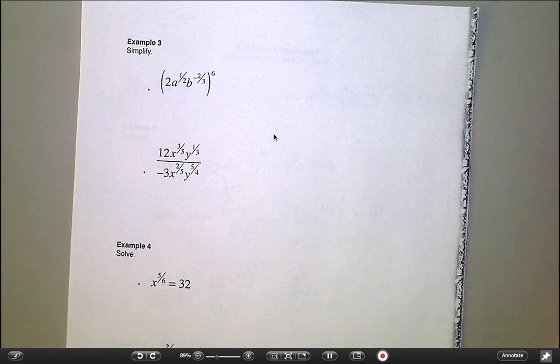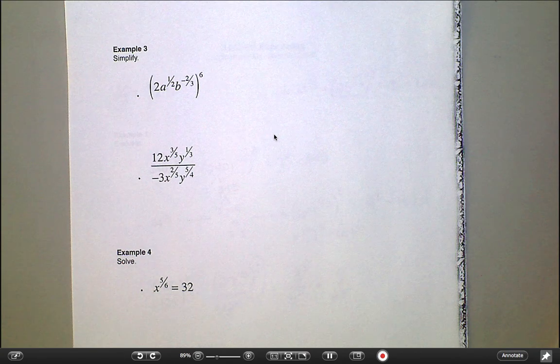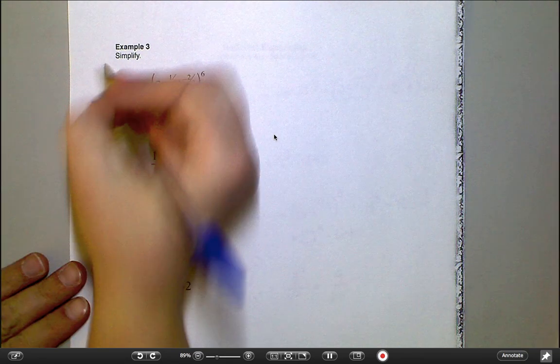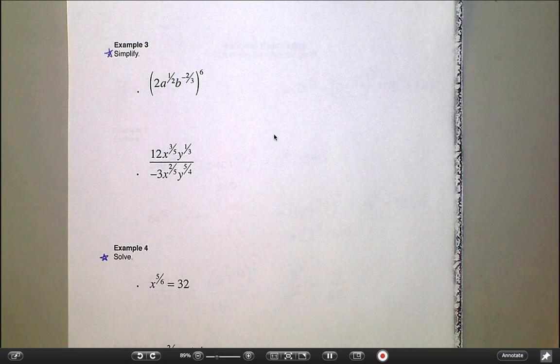Hi everyone, this is the second part of lesson 7.7 and 7.8 with the rational exponents. I did decide to split the video into two parts just because the first part got a little long. So this is just focusing on examples 3 and 4, which if you'll notice deal with simplifying and solving, okay?